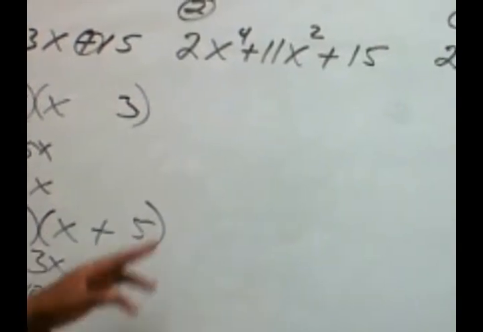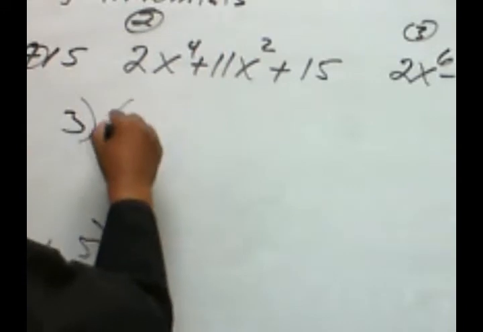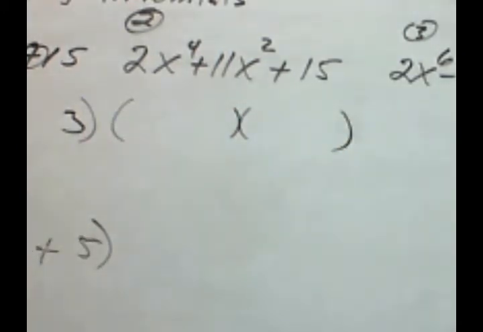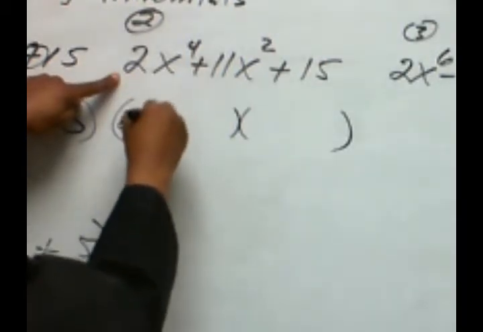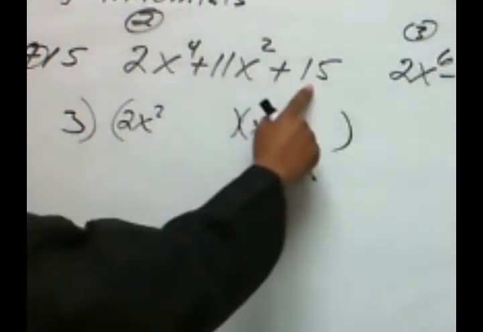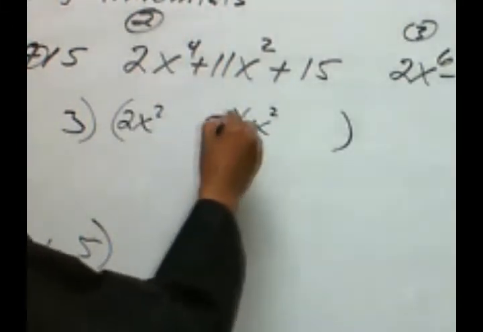Okay, let's try it again. Number 2. Okay, we have a trinomial. We assume trinomials used to be two binomials before multiplication. So, first I factor the 2x to the 4th. So I say 2x squared times x squared. Now for the 15, I don't know whether that used to be a 3 times 5 or 5 times 3. Let me try 5 times 3 and see what happens.